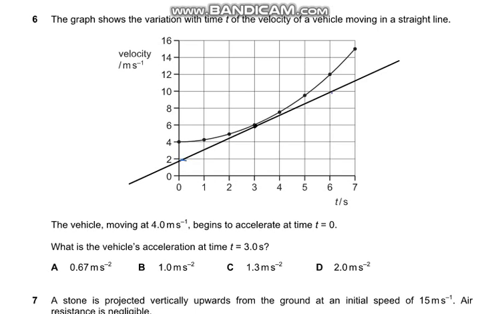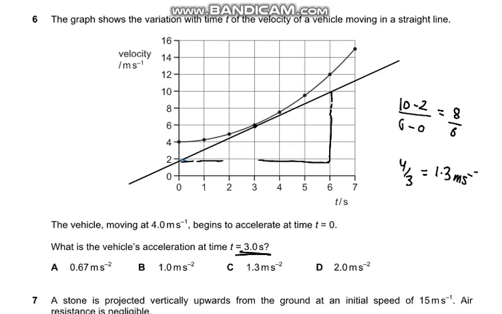Question number 6 says that the graph shows the variation with time t of the velocity. The vehicle moving at 4 meters per second begins to accelerate at time t equals 0. What is the vehicle's acceleration at 3 seconds? At 3 seconds we have drawn a tangent line, and now we need to find the gradient of this slope. The slope of this line is change in y over change in x, which is 10 minus 2 over 6 minus 0, which makes 8 over 6, that is 4 over 3, which is 1.3 meters per second square. C is the appropriate answer.